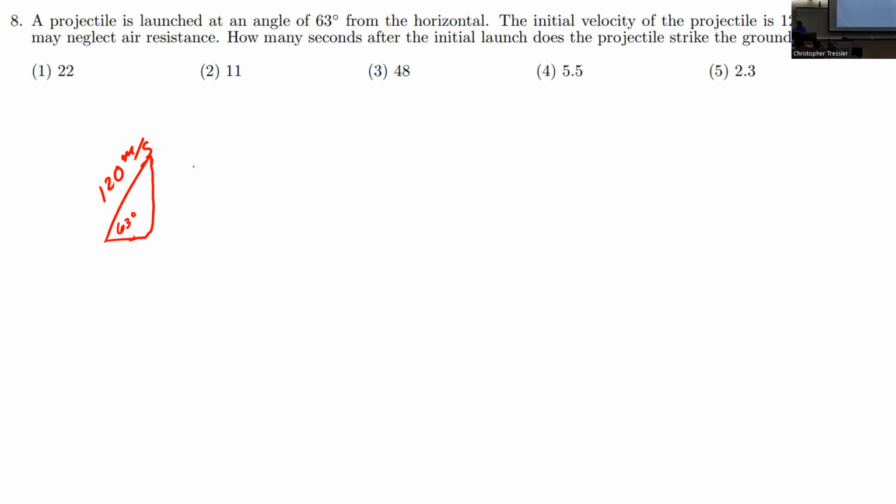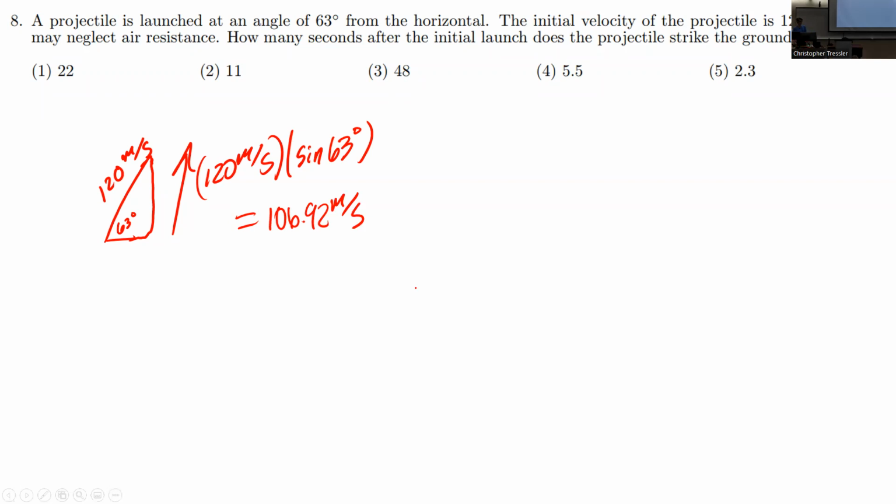So what we can do is say that our upwards velocity is going to be 120 meters per second times sine of 63 degrees, which is equal to 106.92. And what is this actually going to be in our physics problem? What value is this representing? Initial velocity in the y direction.